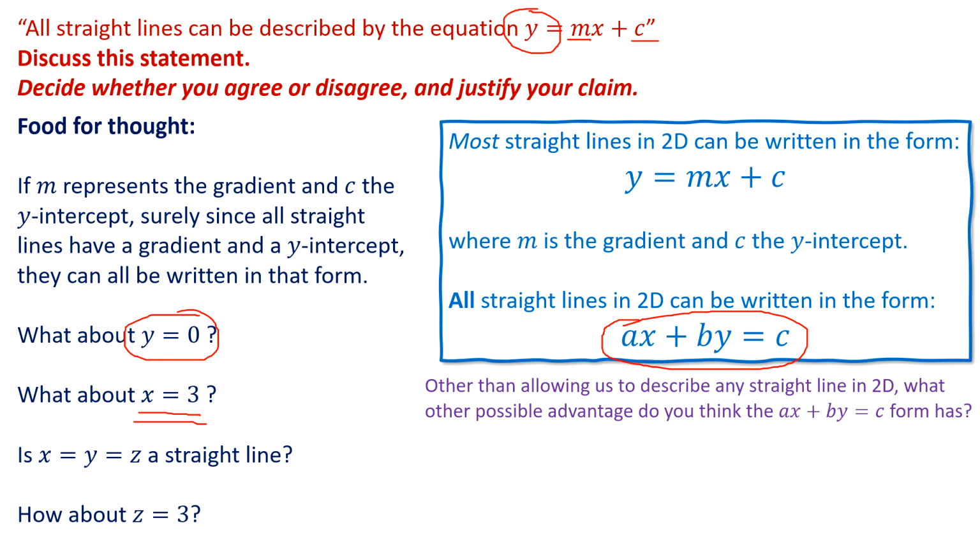You can do exactly the same thing to find out where it crosses the x-axis. Make y equal to 0, and you get a times x equals c, so x equals c divided by a. So with two very quick calculations, you've got a point on the x-axis, a point on the y-axis, join them up and you've got your straight line.